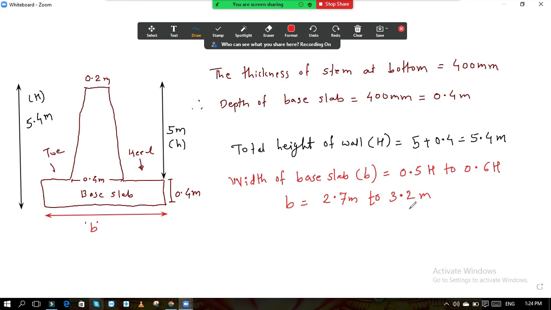Okay, so we will take the middle value, 3 meter. Let us say we will take 3 meter. Okay, so taking width B is equal to 3 meter. So we have taken this as 3 meter.